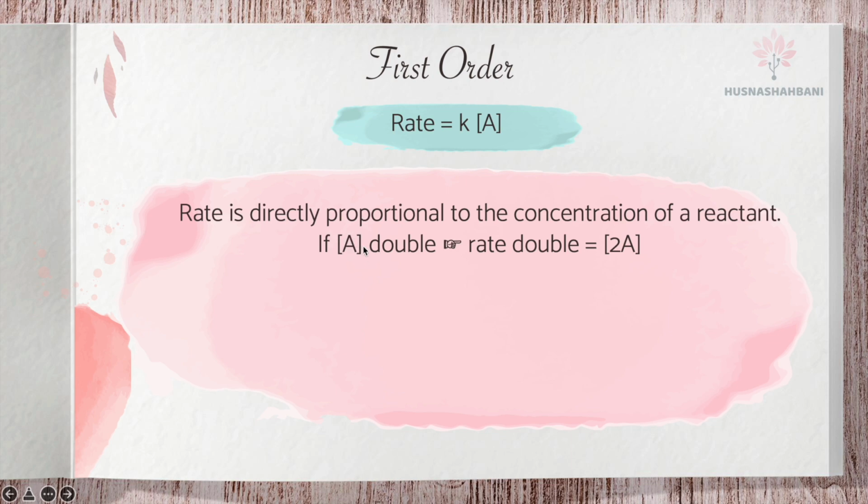If the concentration of reactant A is doubled, the rate is doubled. If you double this concentration, the rate will be doubled. So it will become 2[A]. So rate equals k[A]. If you double the concentration of reactant A, the rate will be doubled, and then it will become rate equals 2k[A].